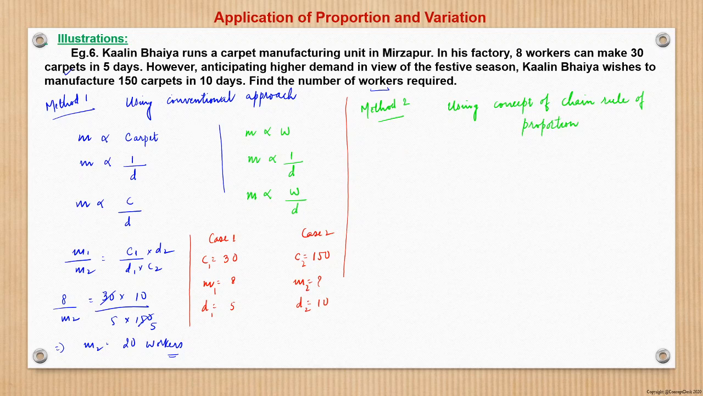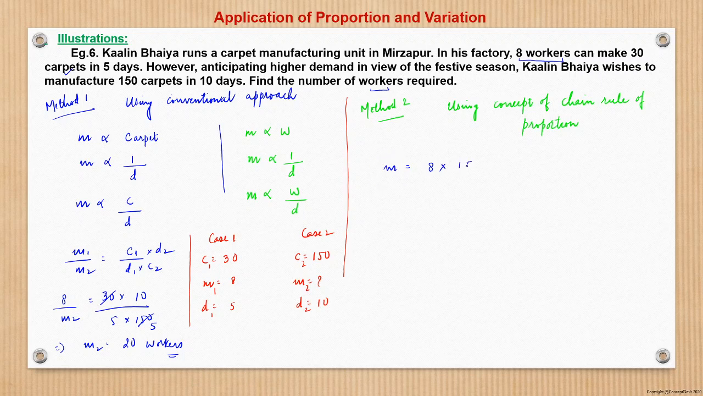So here what is it? We have to find the number of workers. Let that be m, right? And then we will start with the initial number of workers. We were given there were 8 workers. So it is 8. Now we will multiply by the different factors. The first factor is number of carpets. We have to produce more carpets than the current scenario, so it will require more manpower.